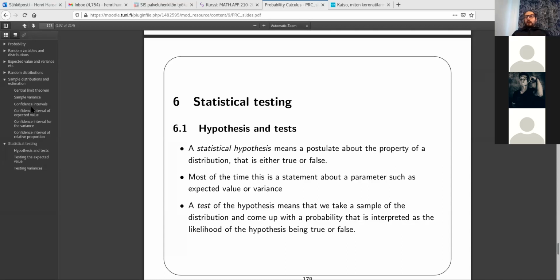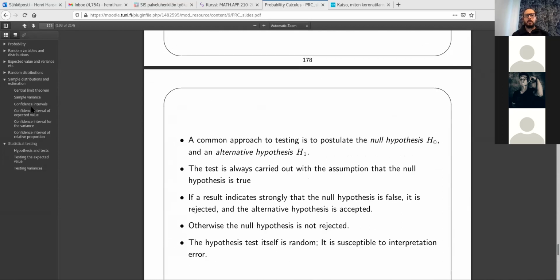So I don't get a definite yes or no answer. Instead, I get a probability that is interpreted as the likelihood of the hypothesis being true or false. And it must be separated. It's not the probability the hypothesis is true or false. It's actually the probability of getting a result such as this if the hypothesis is true. So let me explain it in more detail.